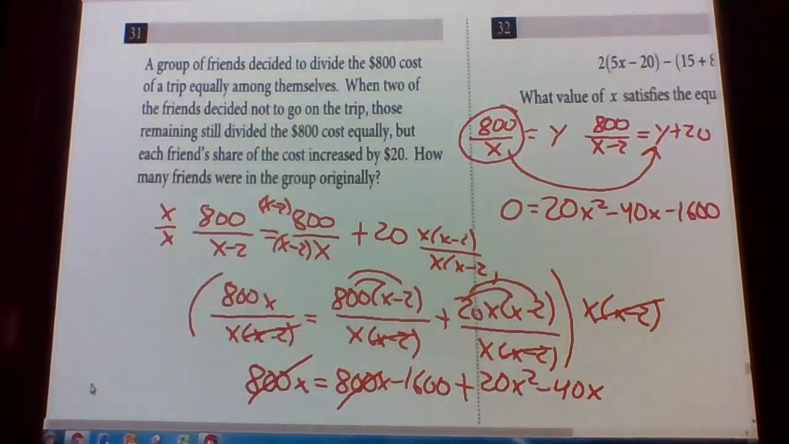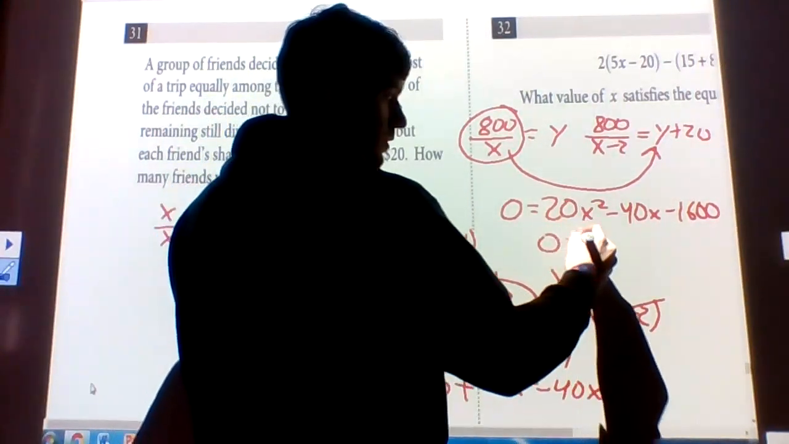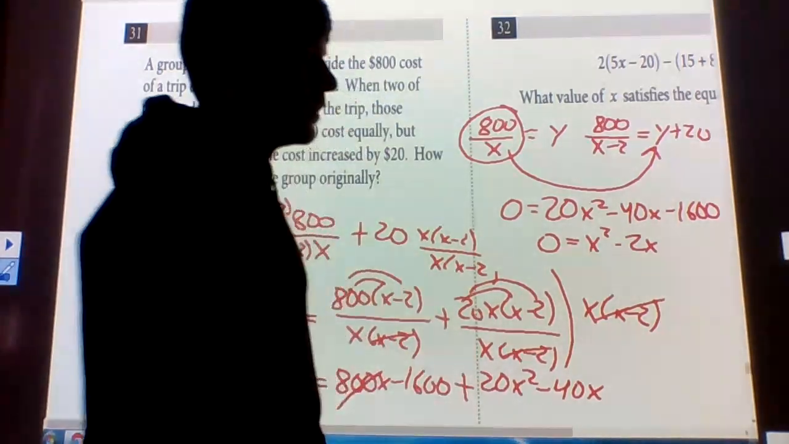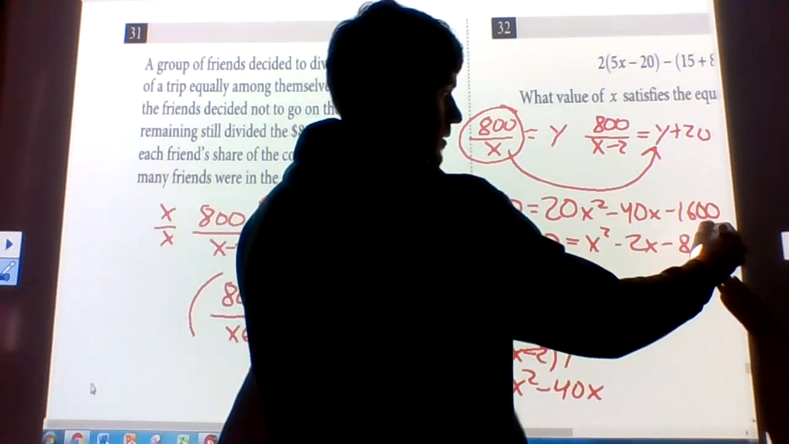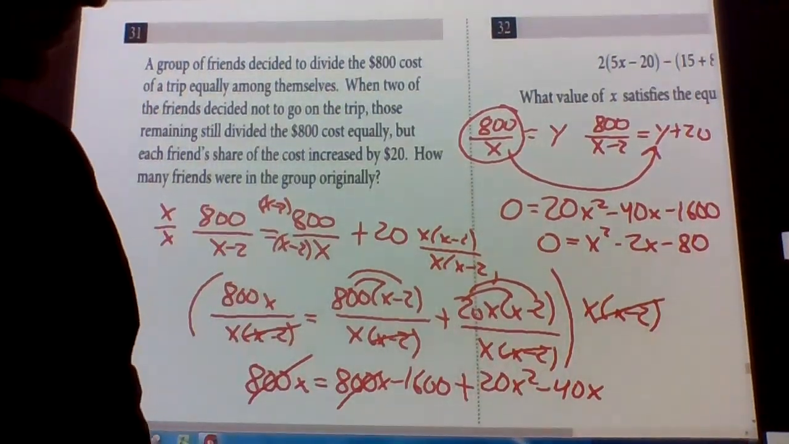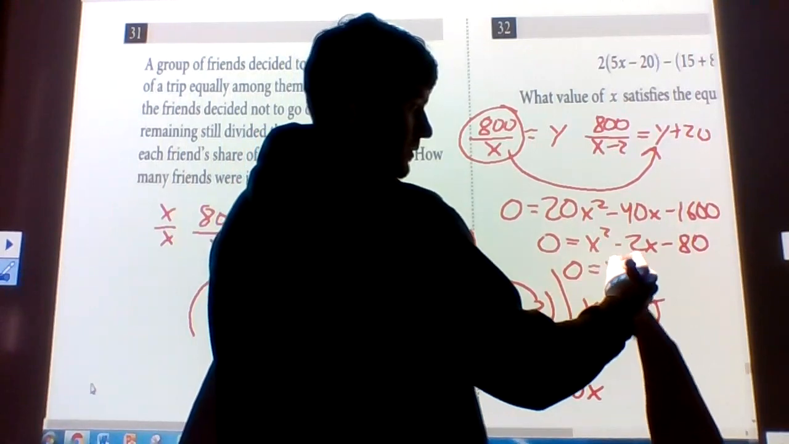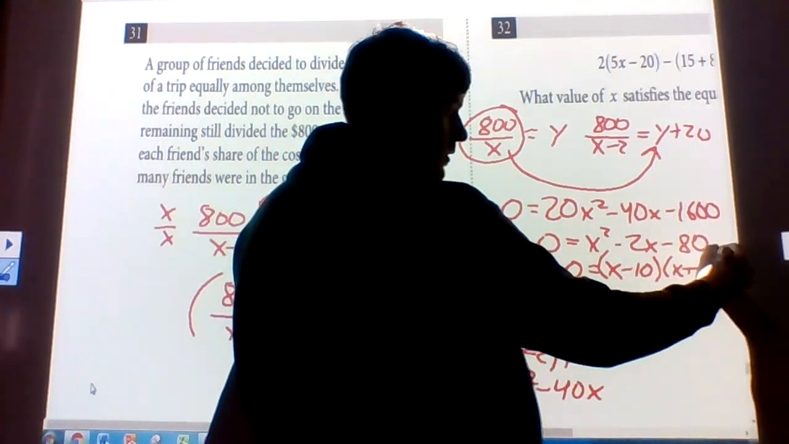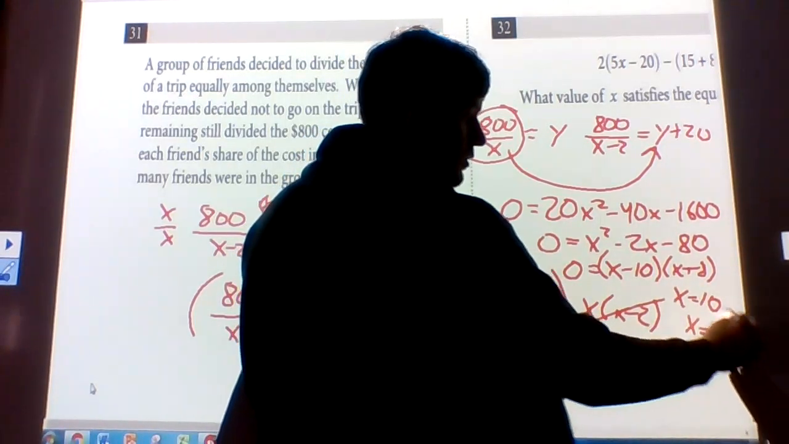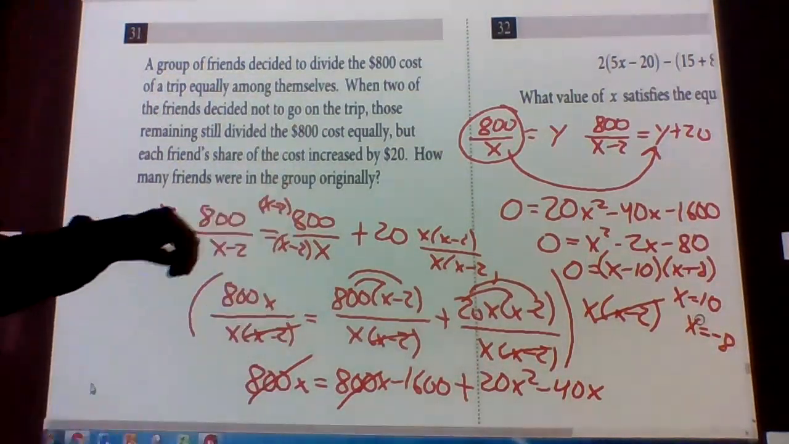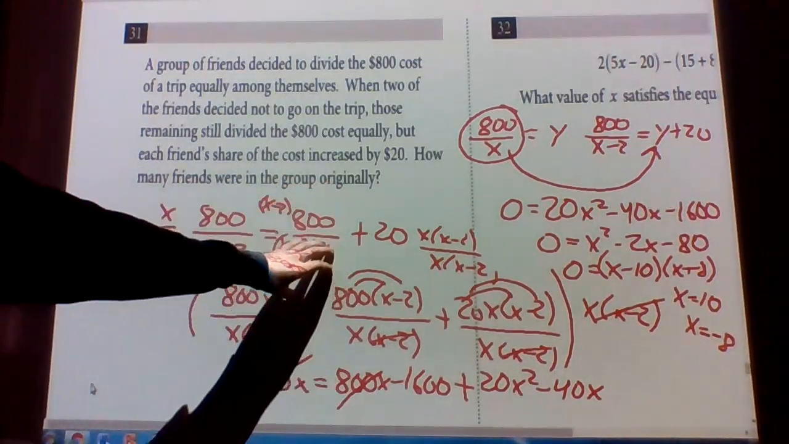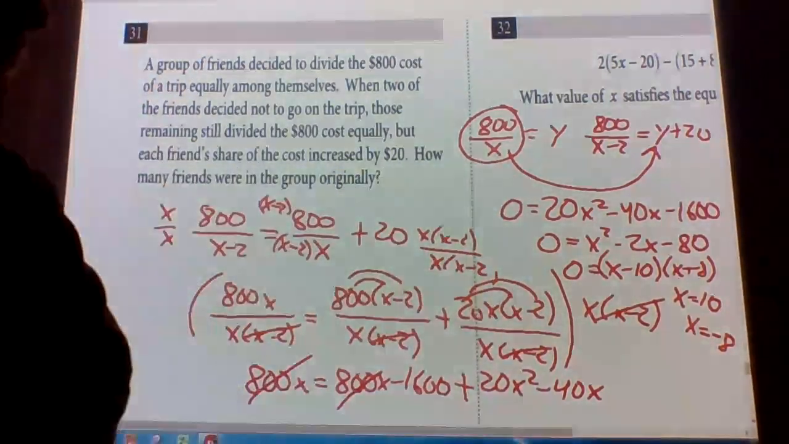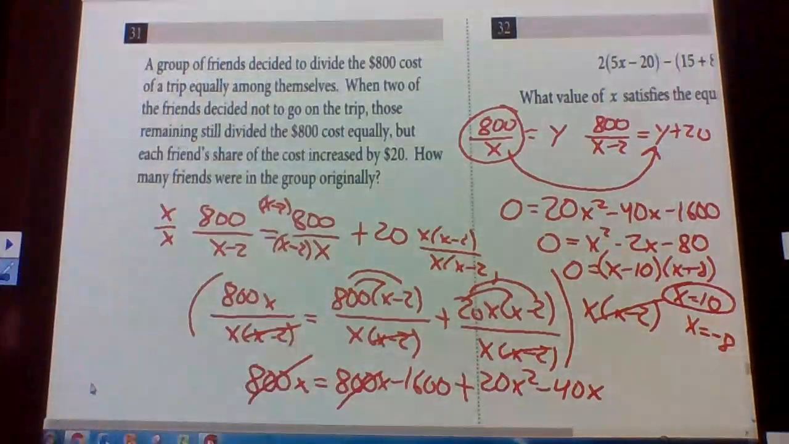If we do this out by hand, we can divide by 20. If we divide everything by 20, you would get 0 equals X squared minus 2X minus 80, since 1600 divided by 20 is 80. Okay, so then you can do 0 equals X minus 10 times X plus 8. So you get X equals 10, X equals negative 8, just like we got on the graph. And you can't have a negative because that's going to give us a negative amount of people. How many friends were in the original group? Well, the original group had 10 friends.